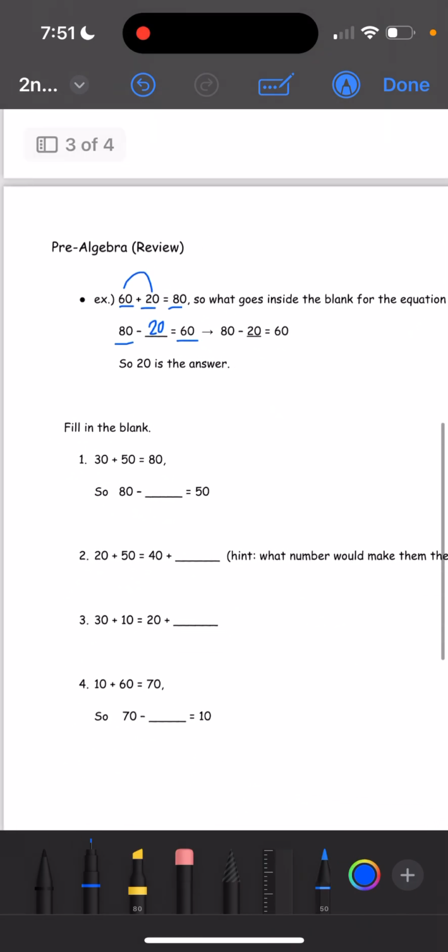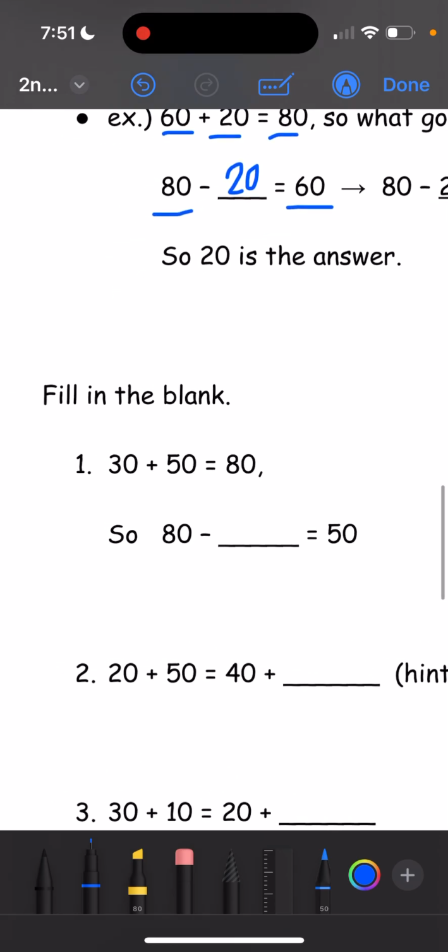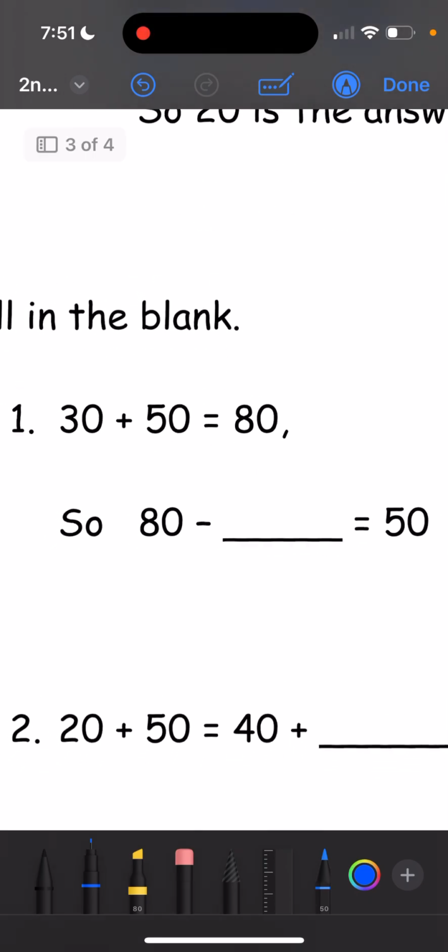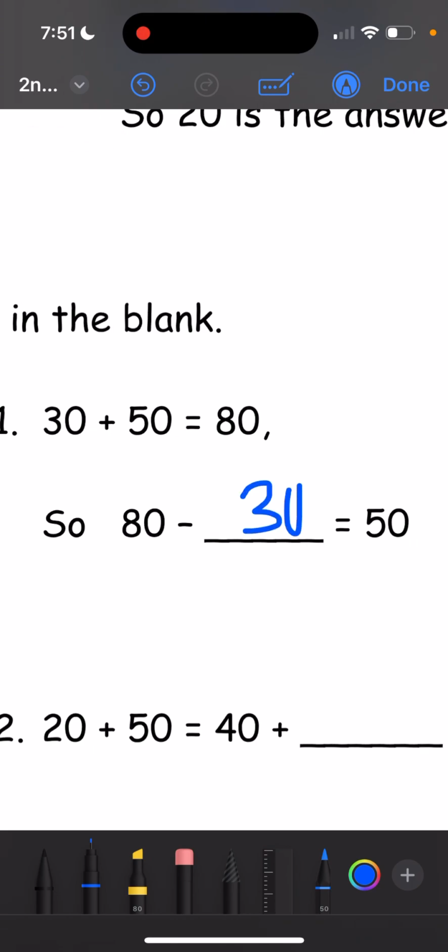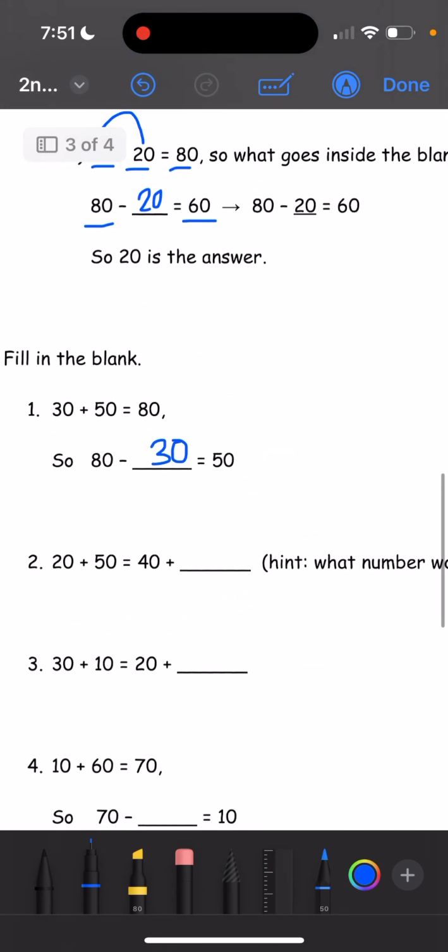All right. Fill in the blank. We see that 30 plus 50 equals 80. So 80 minus blank equals 50. If 30 plus 50 equals 80, then 80 minus 30 will equal 50. Oh, that's an ugly 0. Sorry. All right, let's try number 2.